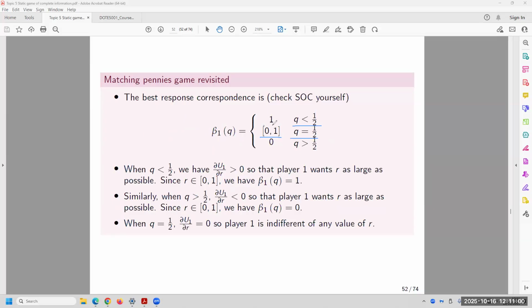When it's less than 1/2, it's 1, right? Because the other guy is choosing tail more likely, you will choose head, 100% head. Similarly, if the other guy is randomizing, more likely to be tail, then you want to be tail, right? So actually you can draw this. This is your best response correspondence. It's a correspondence because this is not a single number; you allow yourself to choose between 0 and 1. Okay, let's draw this picture, and you will see how we can solve this problem.